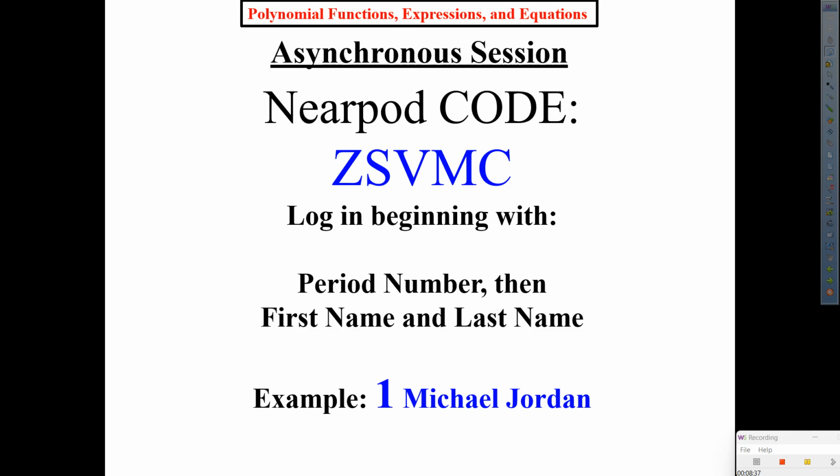And last but not least, copy this code, ZSVMC. ZSVMC. And that's going to be for your homeplay access.